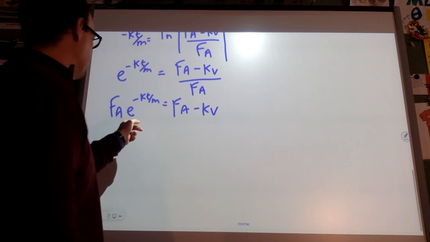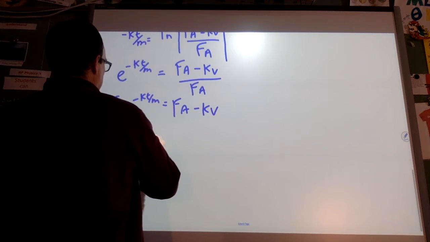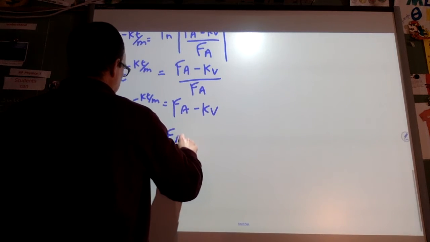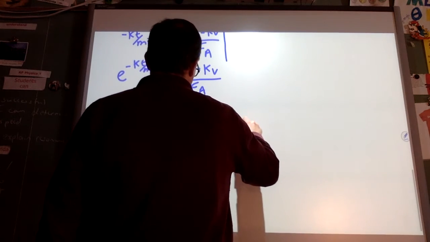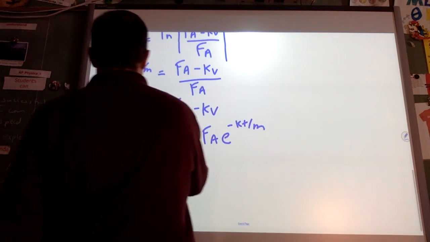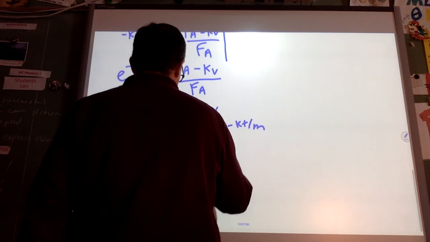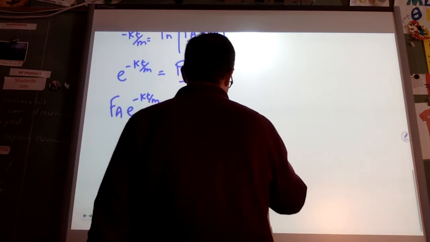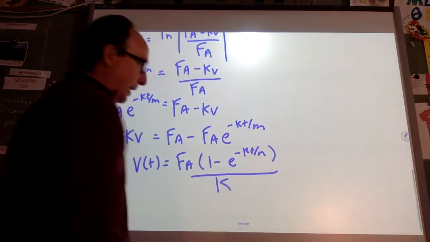So I'm going to switch this term and that term, which is going to give me KV is equal to FA minus FA e to the minus kt over m. And so V of t would be equal to FA times 1 minus e to the negative kt over m, all over k.